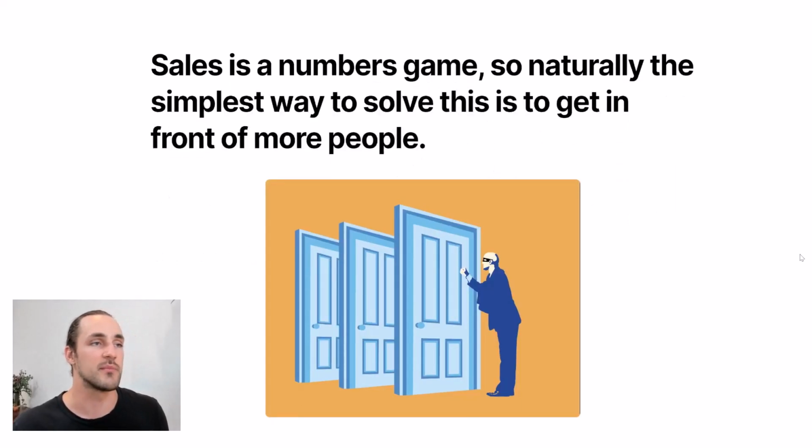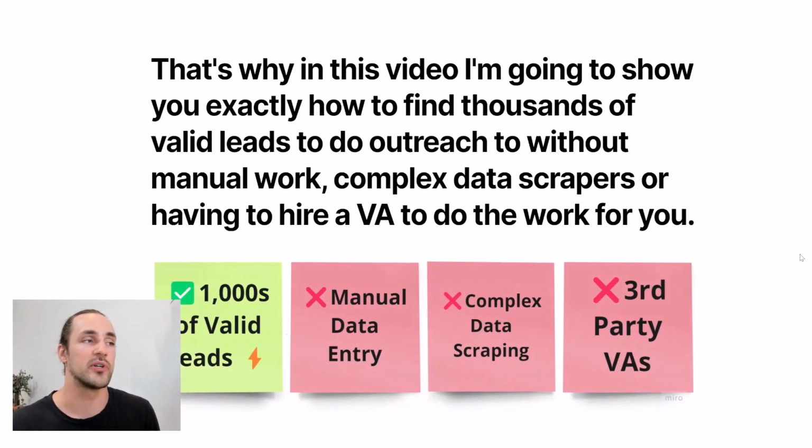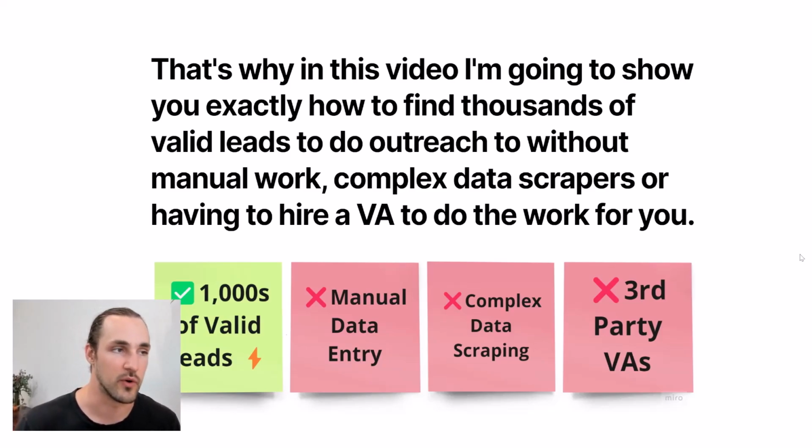Sales is a numbers game, so naturally the simplest way to solve this is to get in front of more people. You need to do more volume because the number of deals you close is directly related to the number of leads that you actually have in your pipeline. That's why in this video, I'm going to show you exactly how to find thousands of valid leads to do outreach to without manual work, complex data scrapers, or having to hire a VA to do the work for you.